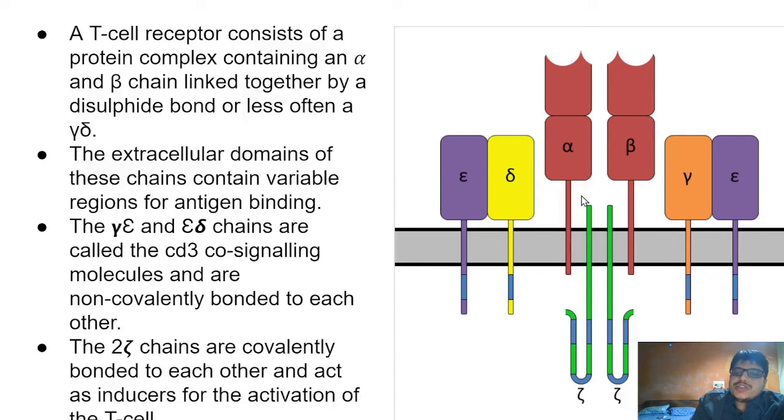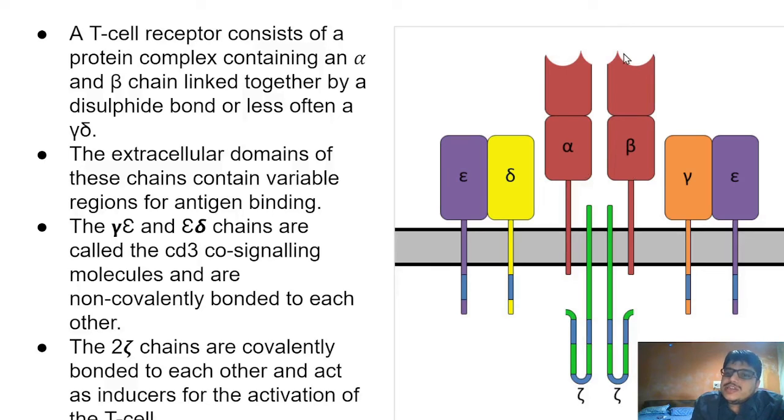Now talking about this extramembranic part, that is the part which is outside. The outermost part that you see here on the alpha chain, the outermost part, as well as the outermost part on the beta chain, these parts are called the variable regions. These inner parts, inner to the variable regions, are the constant regions here.